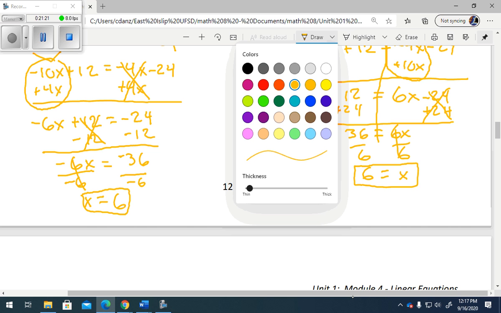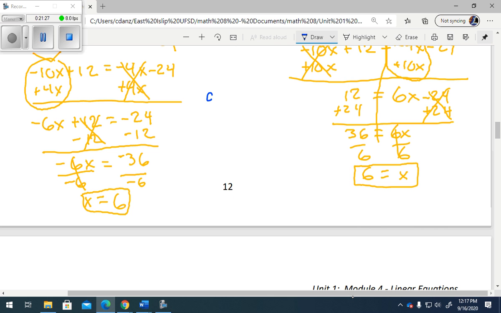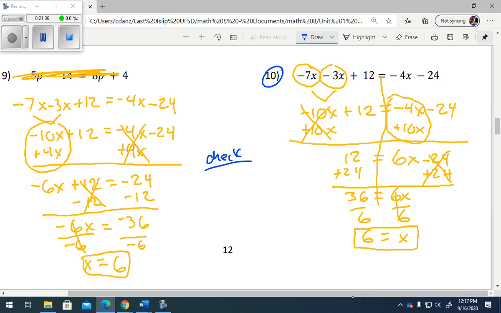Right here in the middle, I'm going to do my check. I only have to do one check because it's the same question. I just have to start with my original question. So it was negative 7x minus 3x plus 12 equals negative 4x minus 24. My answer is 6, so in place of x, I'm going to put a 6. I'm going to stick to the left side for now.